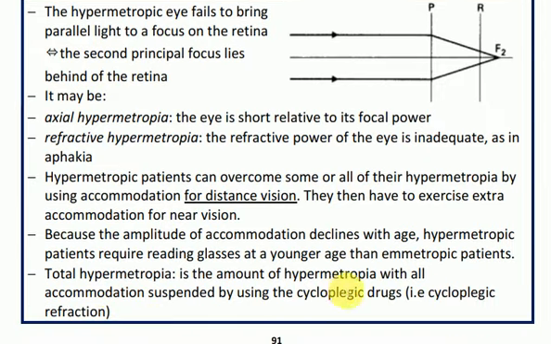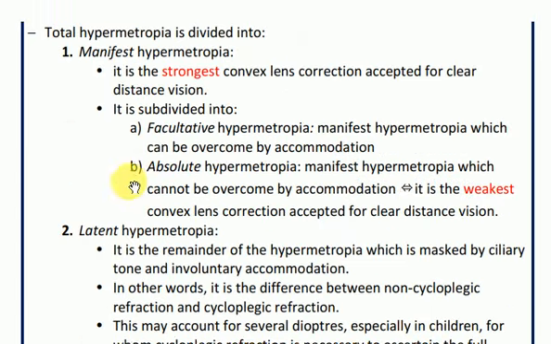Total hypermetropia is the amount of hypermetropia with all accommodation suspended by use of cycloplegic drugs. For example, cycloplegic refraction, which we do for children. So to know about all the total hypermetropia. So total hypermetropia is further divided into manifest hypermetropia and latent hypermetropia. Manifest hypermetropia is the strongest convex lens correction accepted for clear distance vision. And latent is the remainder of the hypermetropia which is masked by ciliary tone and involuntary accommodation.